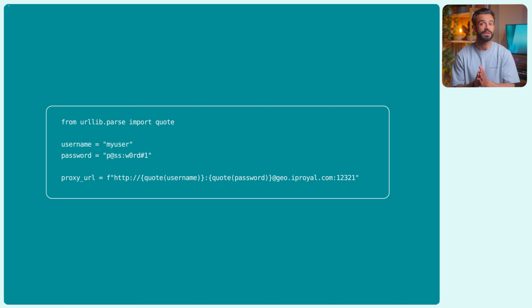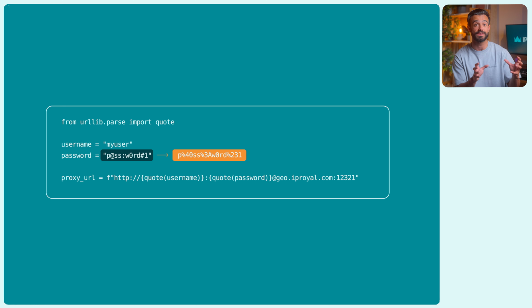To fix it, %encode your password before building the URL. Python's built-in urllib.parse has a function called quote that does this automatically. It takes your raw password and replaces any special characters with their %encoded equivalents. The credentials reach the proxy correctly, resolving the 407 error.